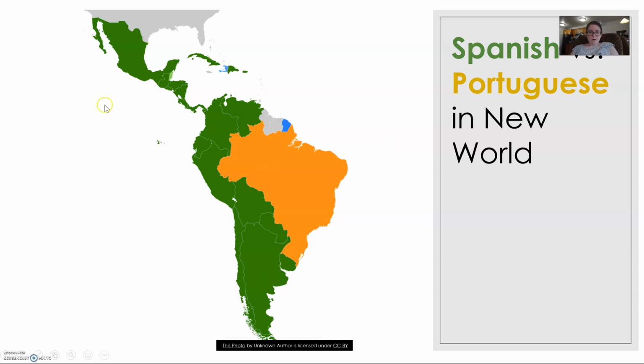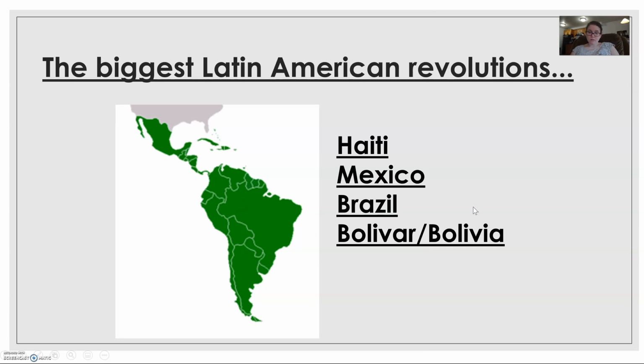So, all of these places we're looking at some point were owned by Europeans, and at some point got their independence from those people. So how did they do that? That's what we're looking at. And today we're going to focus on 4 of the biggest Latin American revolutions. And those are going to be Haiti, which we've already talked about a little, Mexico, Brazil, and Bolivia.